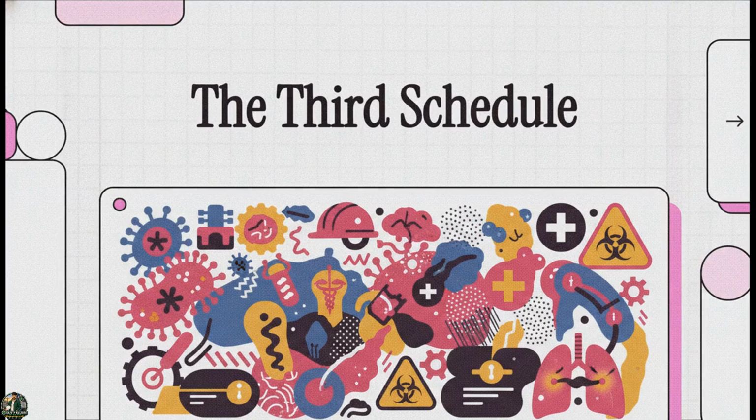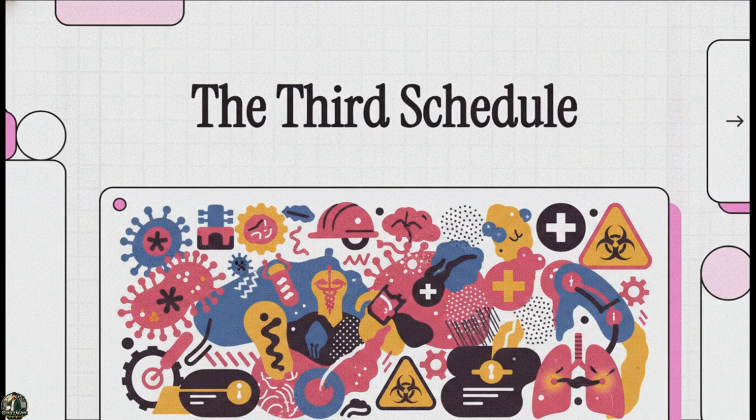All right, let's dive right in. Today, we are unpacking a highly specific, highly consequential, and honestly incredibly important legal document. It's officially known as the Third Schedule, operating under Sections 89 and 90, and it serves as the definitive list of notifiable diseases.